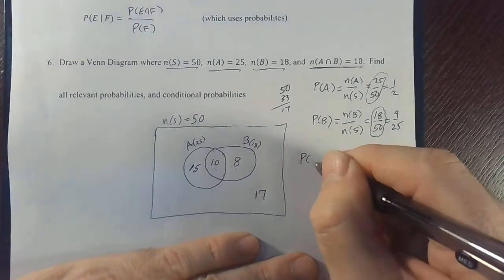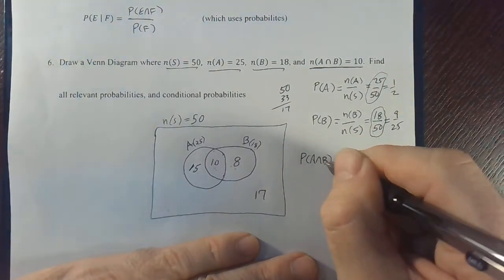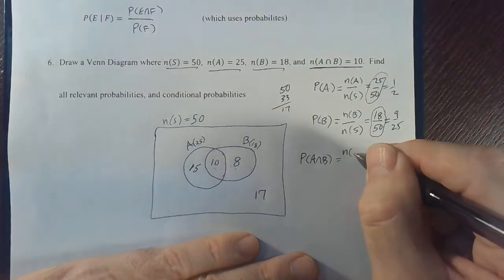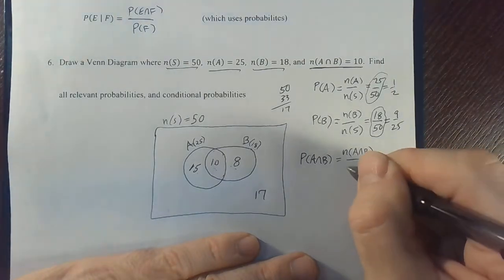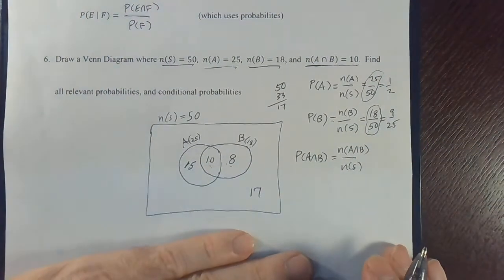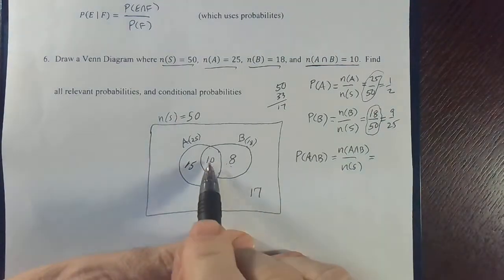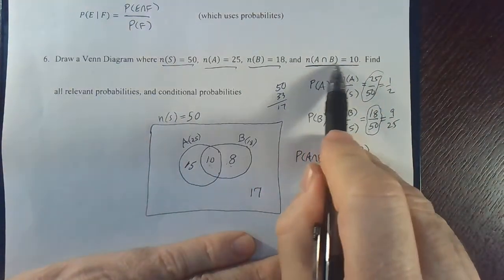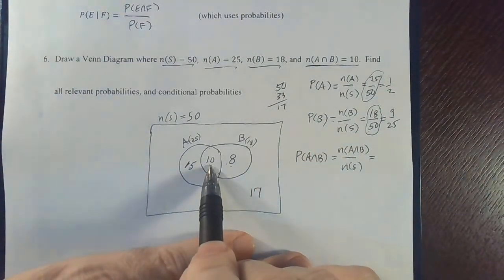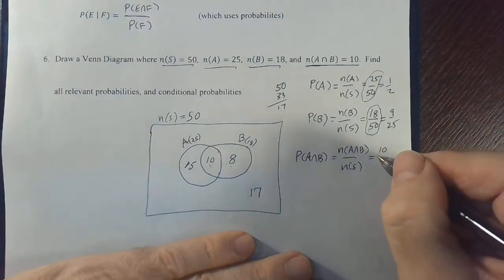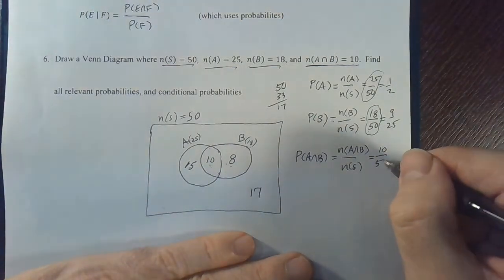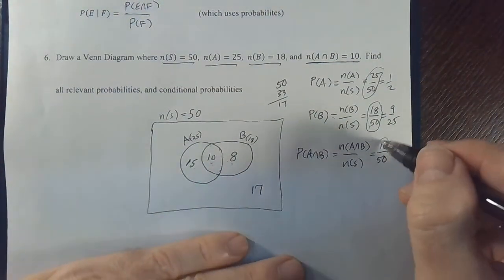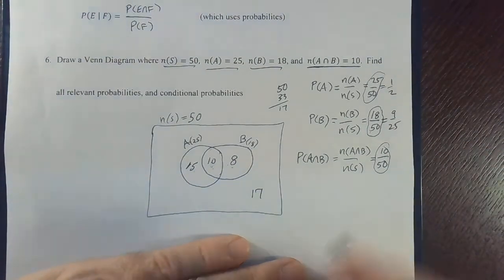Probability of A intersection B. That's the number of elements in A intersection B over the number of elements in S. That happens to be 10. We've got that here, and we've got it in the diagram right here. 10 over 50, which reduces to 1 over 5. What else could we do?